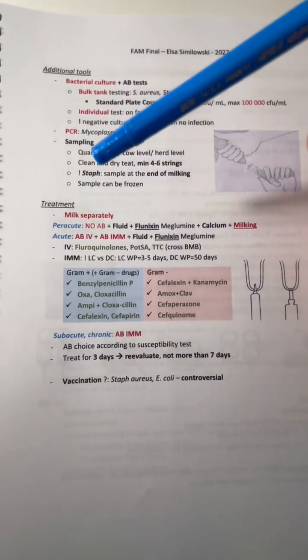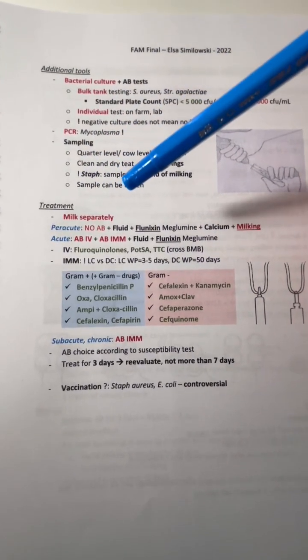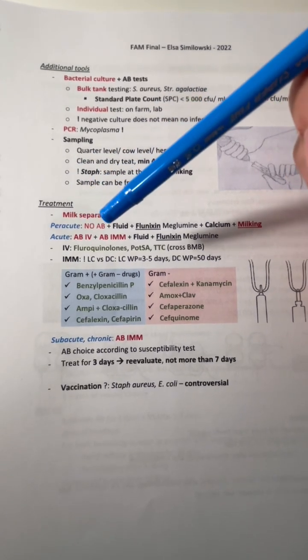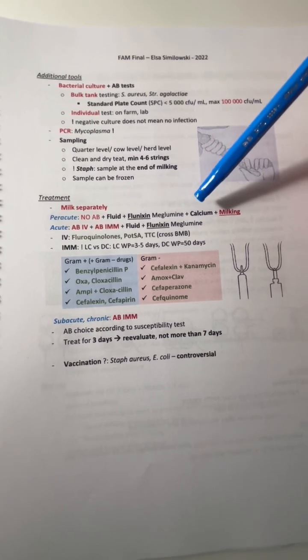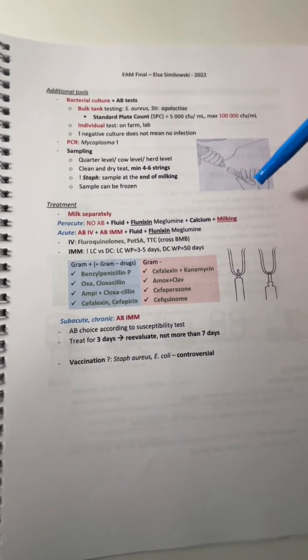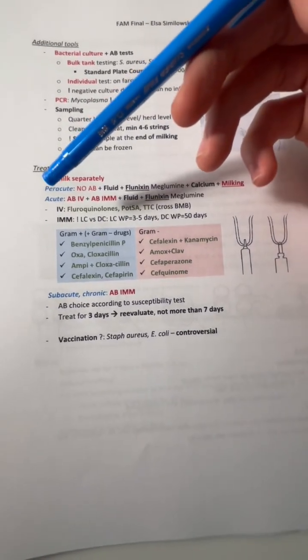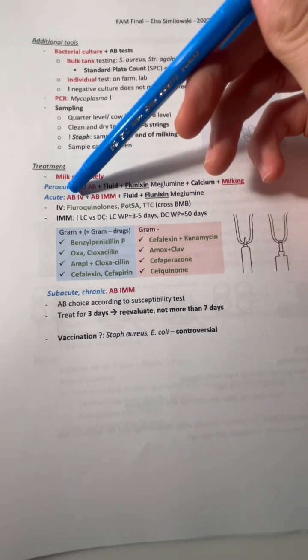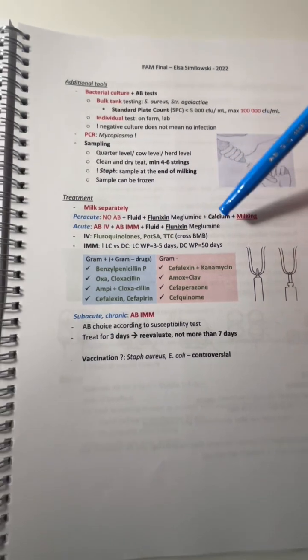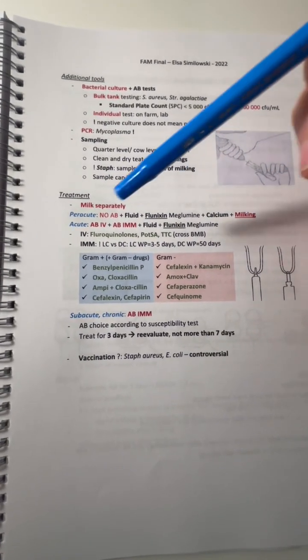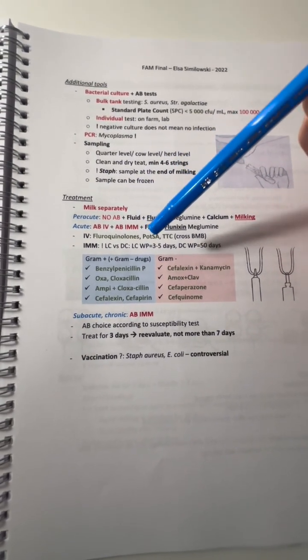And for the treatment, milk these cows separately. If there's a peracute infection, do not use antibiotics. Give fluids and flunixin meglumine as well as calcium, and make sure to milk them. If there's an acute infection, give antibiotics intravenously or intramuscularly, and give fluids as well as flunixin meglumine. Intravenous antibiotics are fluoroquinolones as well as potentiated sulfonamides and tetracyclines.